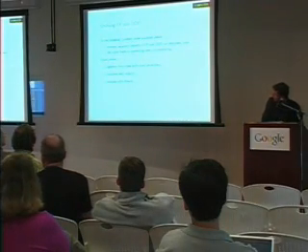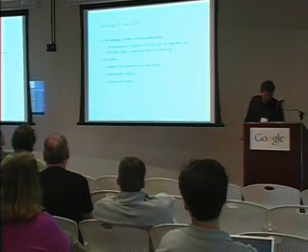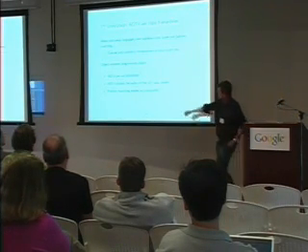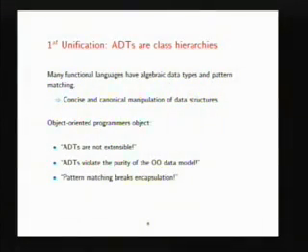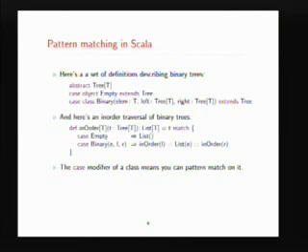Let me go back. So those are the objections: no extensibility, violation of the purity of the OO model, breaking encapsulation. And that's why pattern matching is universally rejected by object-oriented programmers. So I have to show you how we do that in Scala. So here's a very simple example of how we do it.